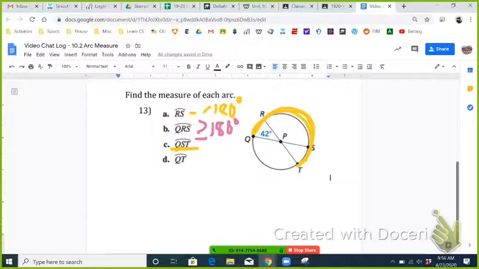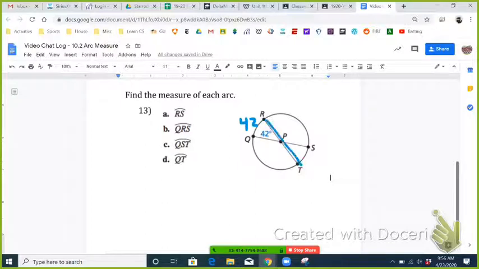So let's look at what we have here in the picture. We have that this central angle, angle QPR, is 42 degrees. So that means this central angle is 42 degrees. And since these diameters form vertical angles, this angle is also going to be 42. So that arc is going to be 42 degrees as well.